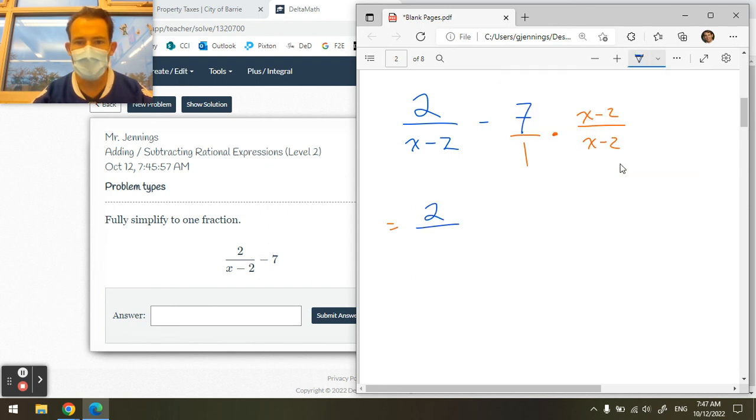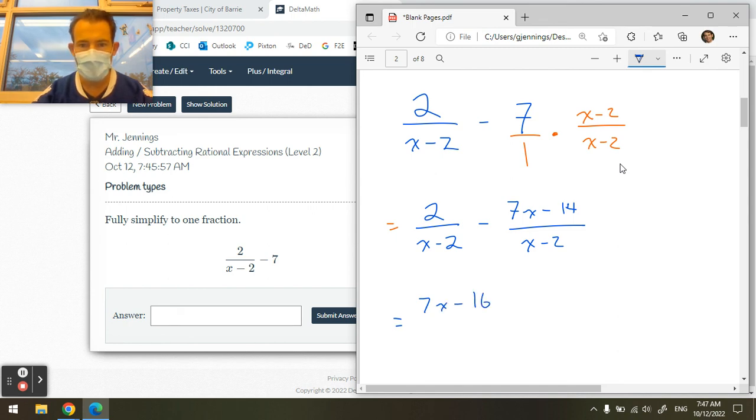2 over x minus 2 minus 7x minus 14 over x minus 2. Hooray, we have a common denominator. So now we can do these things. 2 minus 7x minus 14. This is going to be equal to 7x minus 16 all over x minus 2.